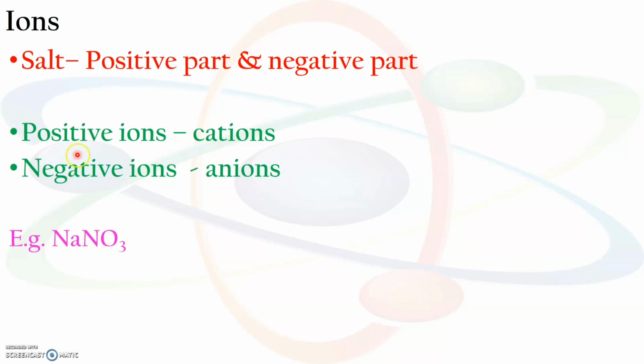We know that positively charged ions are called cations. So from this salt, we know that the positively charged ion is sodium. This is because sodium has got a positive valency and its valency is 1. While nitrate has got a negative valency and we know that its valency is also equal to 1. So the positive ion that is present here is sodium ion. Therefore, sodium ion is the cation here. And the negative ion that is present here in this salt is nitrate ion. Therefore, nitrate ion is the anion here in this salt.